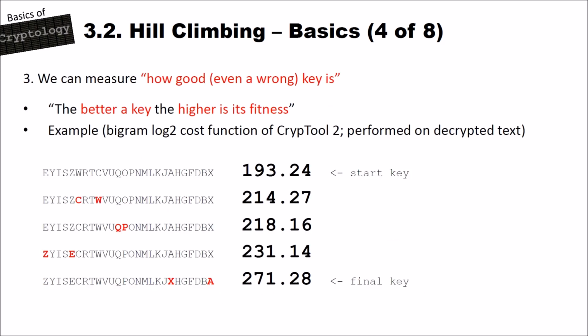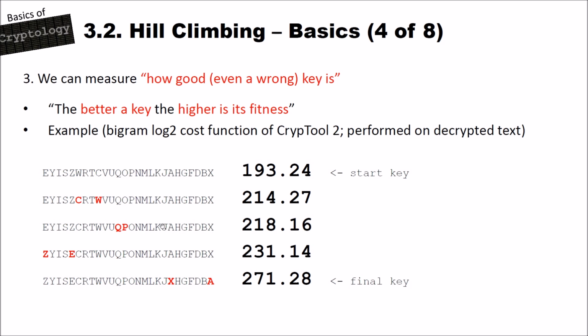And then we have our third vulnerability. That is that we can measure how good even a wrong key is. And what does how good mean? So we have so-called fitness functions that rate the decrypted plaintext based on a key. And the cool thing here is that the better a key is, the higher is its fitness value. And I have here an example for a bigram log2 cost function of Crypto2, which I performed on the decrypted text.